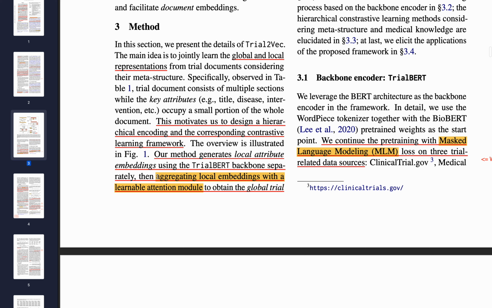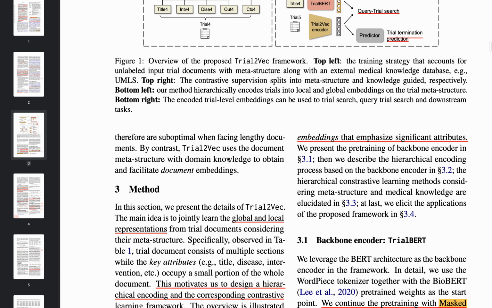And this is where they are talking about aggregating the local embeddings in a clever way. So we don't average out, or consider each embedding or each attribute as equally important. This is why they're using a learnable attention module. What this learnable attention module is doing is allowing the model to focus on specific parts of the input while producing the output. So not all parts are considered as equally important.